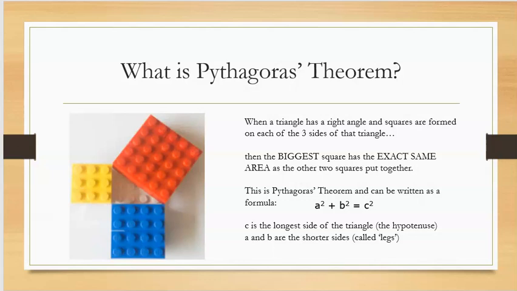When a triangle has a right angle and squares are formed on each of the three sides of that triangle, then the biggest square has the exact same area as the other two squares put together.